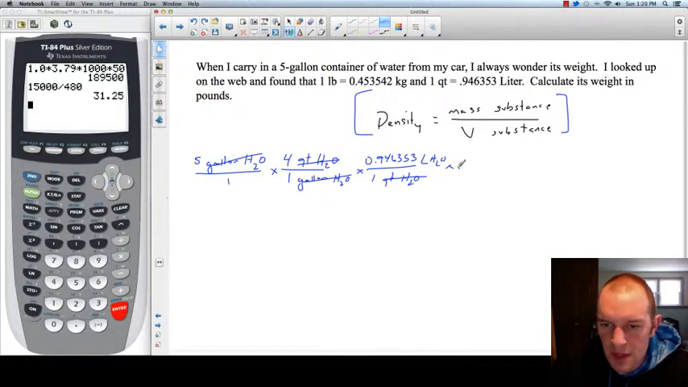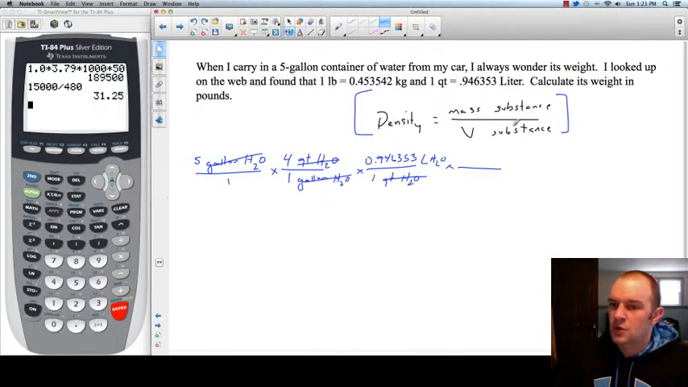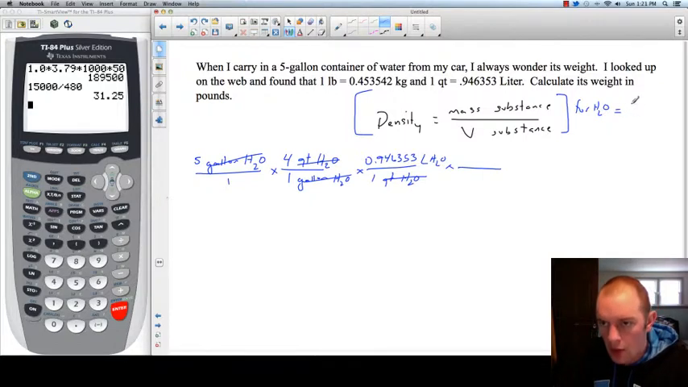Now here's the thing. Density is measured in mass over volume. Well, the density for water, it's a physical property of water, is equal to 1.0 grams per 1.0 milliliters. It's a really useful thing right there.